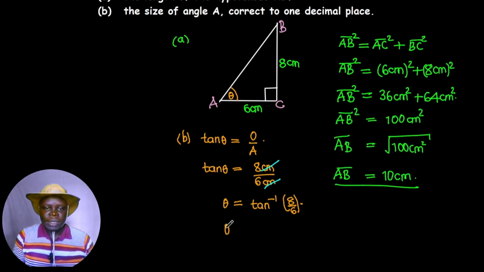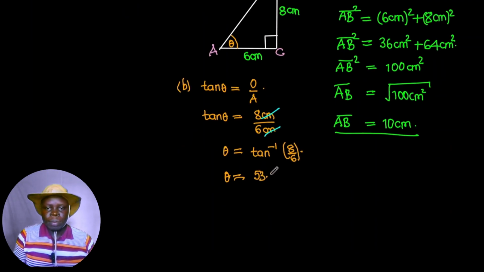So let's place our answer here. Theta is equivalent to 53.1 degrees, and that is the result.